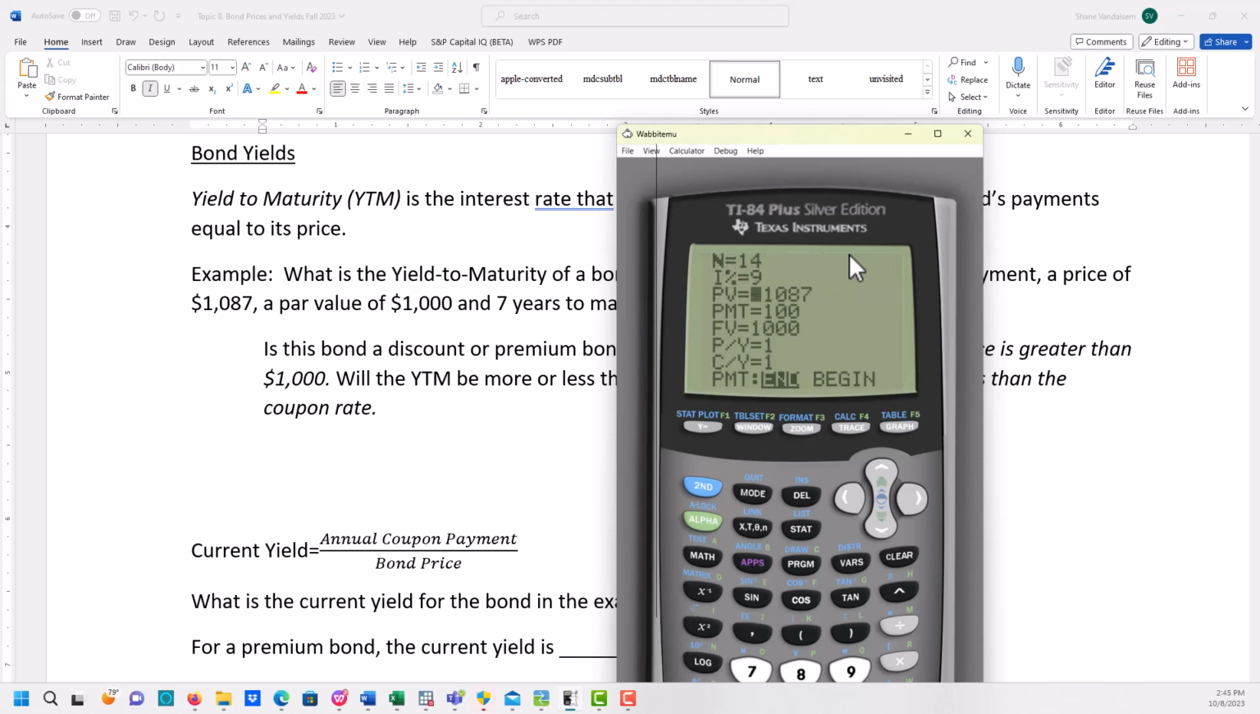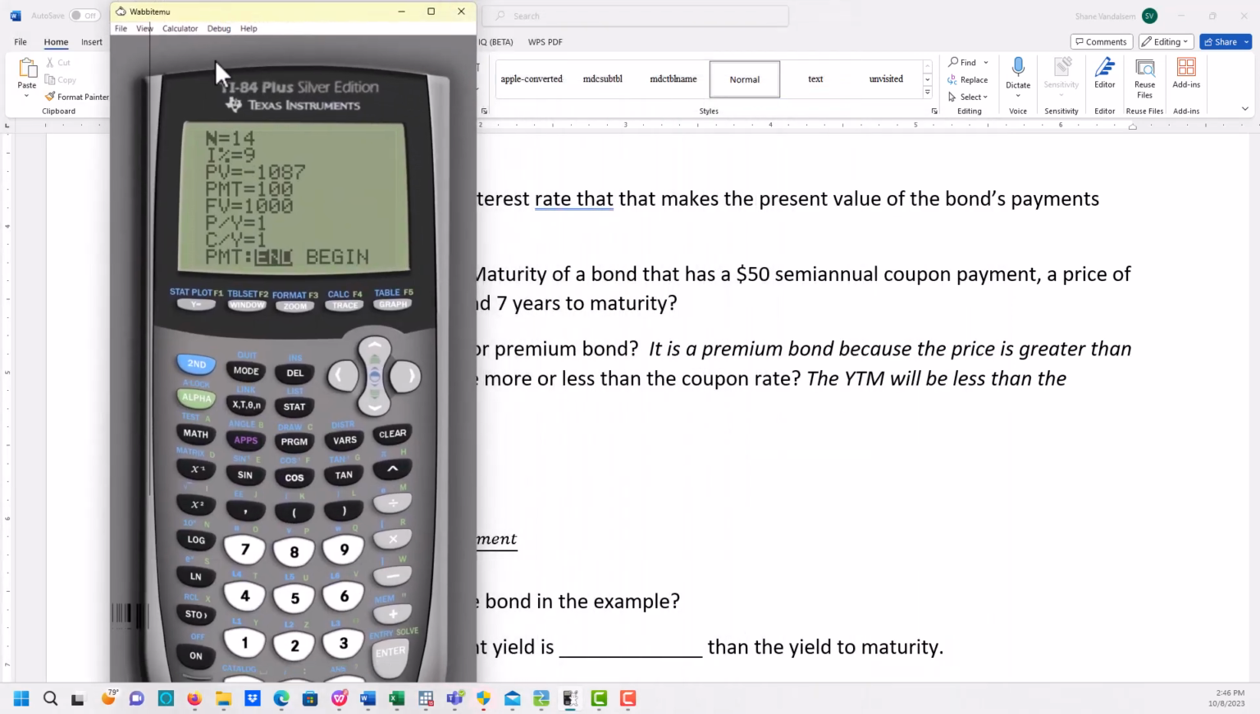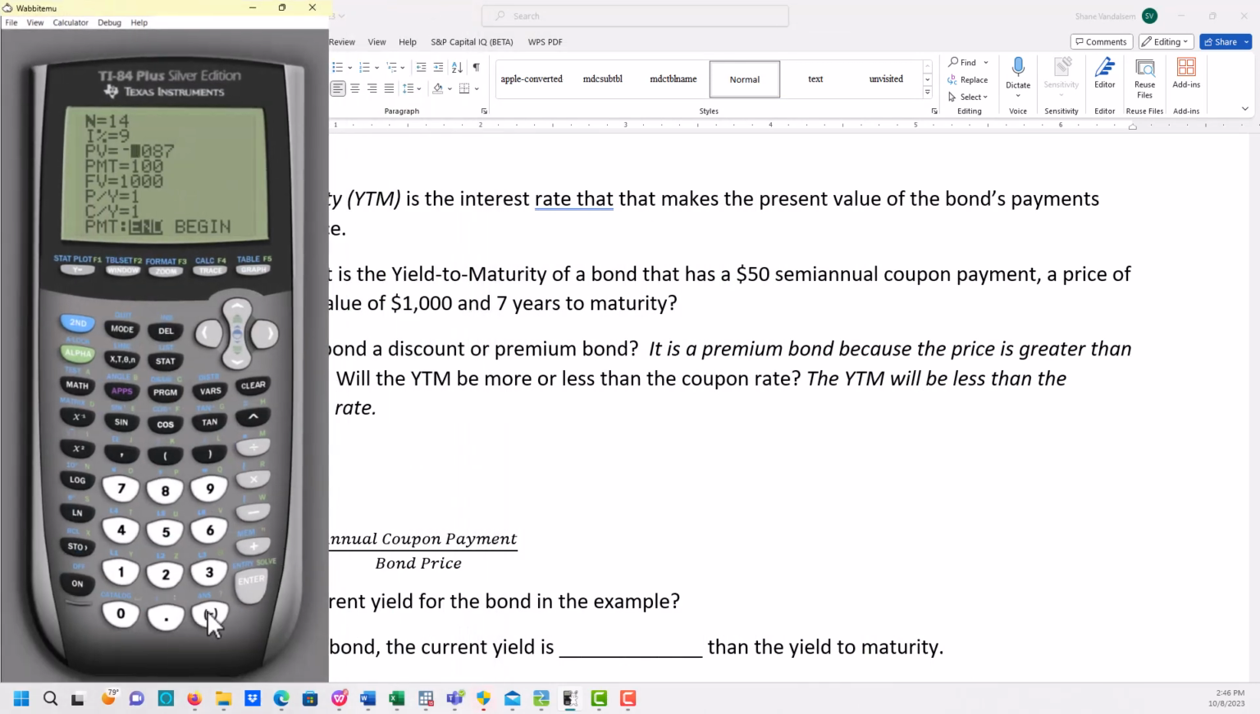Oh, sorry. I make this mistake sometimes, so I'll show you what I did. I accidentally pressed the negative button here instead of the negative sign down at the bottom, so I'm going to fix that. Press that negative sign instead. Now it's going to let me move down. My payment is $50 instead of $100. My future value is $1,000 because that's my par value.